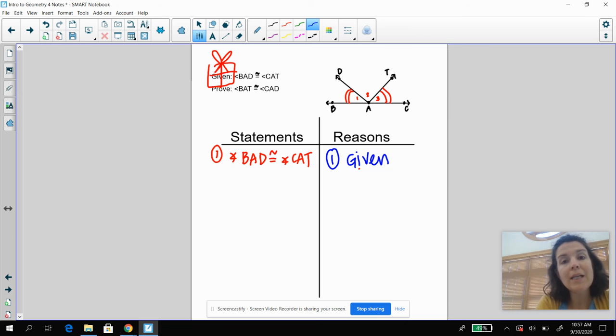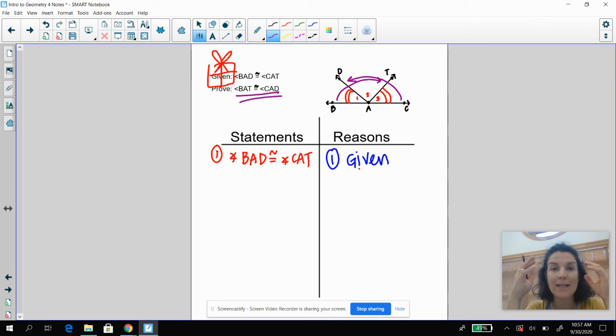And I know ultimately that I'm trying to prove that these bigger angles are congruent. So angle BAT is congruent to angle CAD. So this big one is congruent to this big one, okay? So that's kind of where our brain needs to go. We're starting small, we're getting bigger. So let's look at the next statement here.